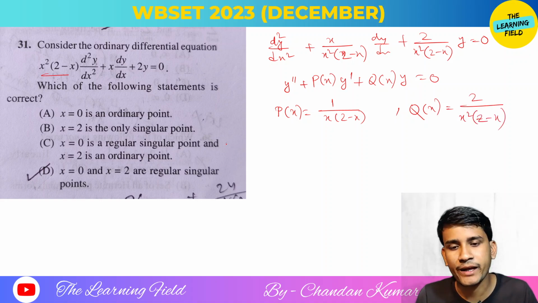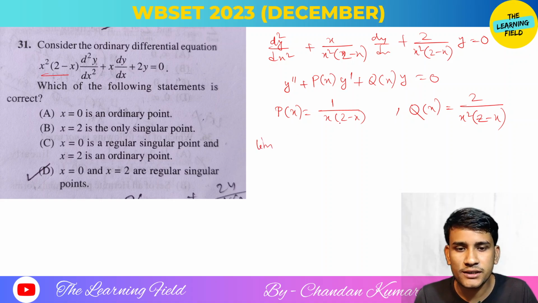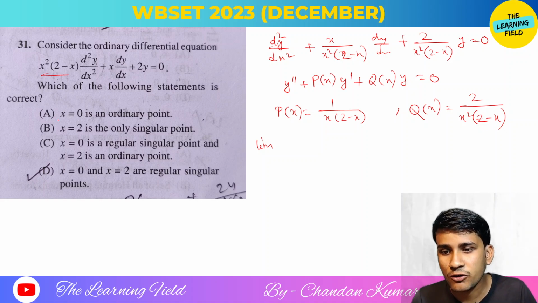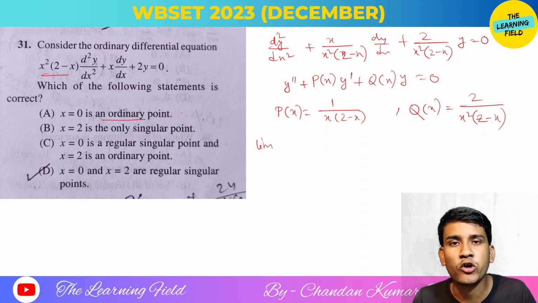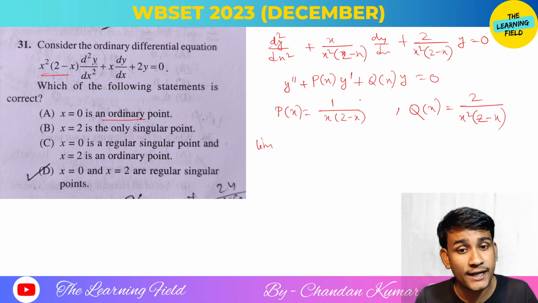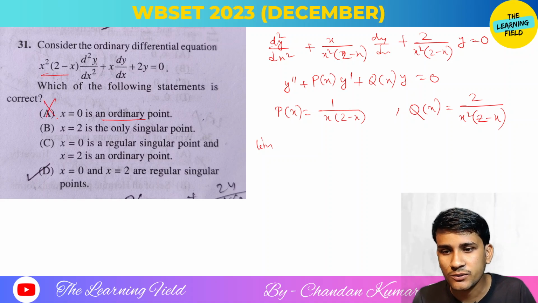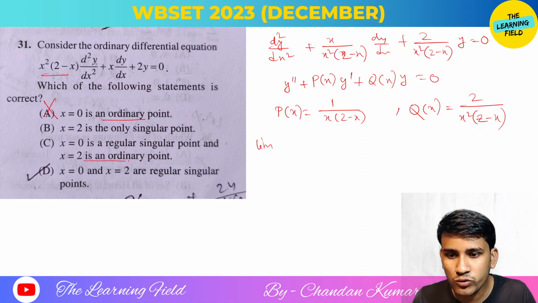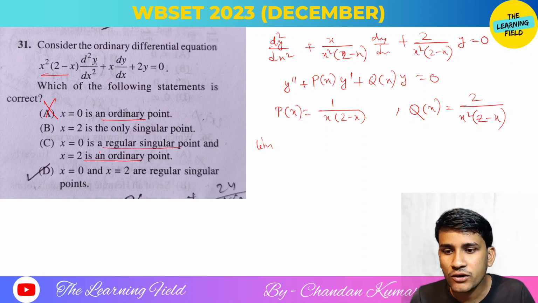Now the singularity points are 0 and 2, we can easily see, but what type of singularity? Option A says 0 is an ordinary point. Ordinary point means there is no singularity, but there is singularity, so this option is not correct. Option C says x equal to 2 is an ordinary point and x equal to 0 is a regular singular point. Because of this portion, this option is also discarded.